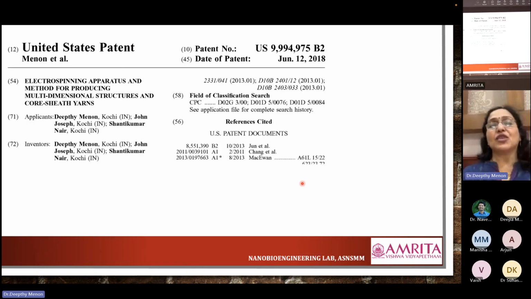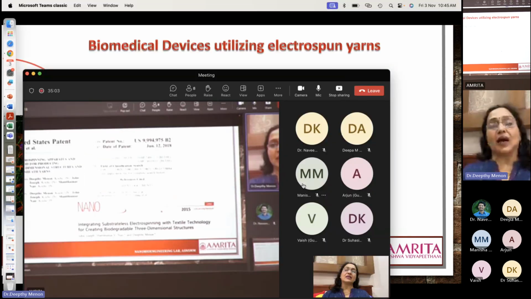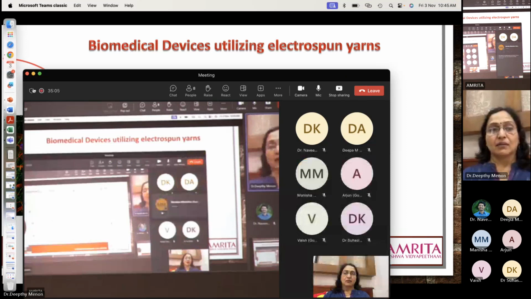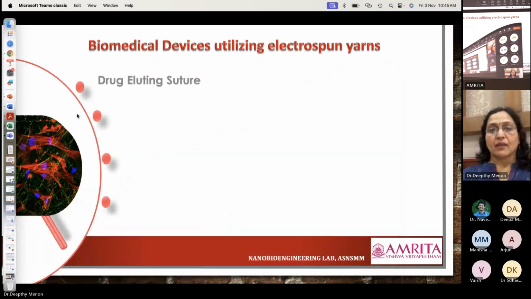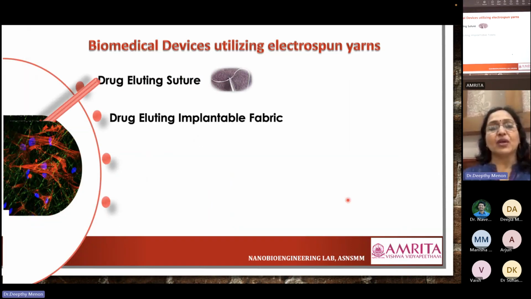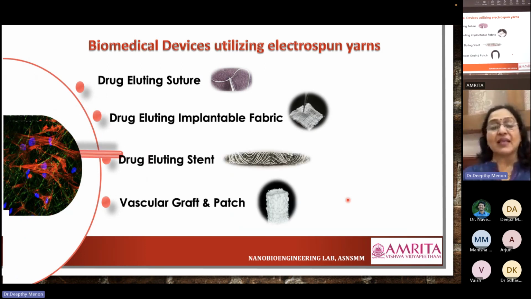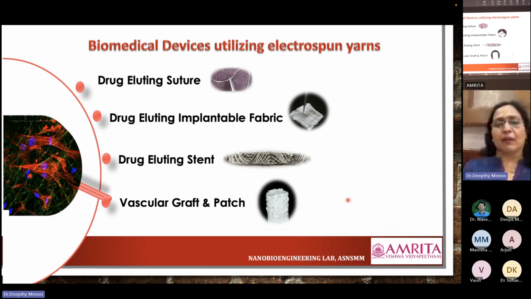So all this was published and patented way back in 2018 on yarns in 2015. And from there, we have been utilizing these yarns for a variety of applications. So we developed drug-eluting sutures, we developed drug-eluting implantable fabrics, we developed drug-eluting stents, we have vascular grafts and patches. I'll just run through a few of them.